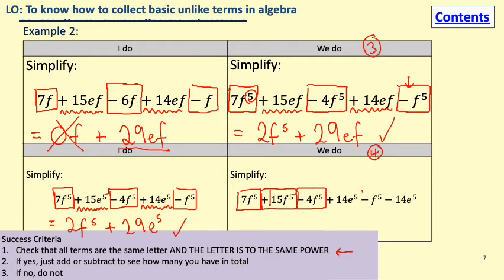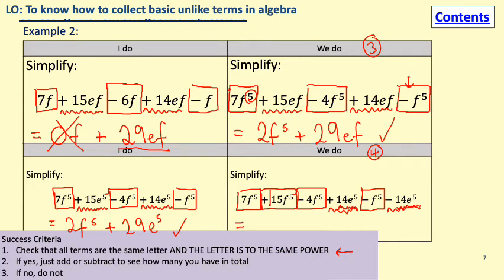The e to the 5 doesn't work because the letter's different. Then we've got negative f to the 5. And then finally, our e to the 5s are here. So already I can see I've got positive 14e to the 5 and negative 14e to the 5. So them two are going to cancel each other out. See, that's why it's so important that we remember the symbol beforehand. Because if you only took the 14e to the 5 and then dropped the negative symbol here, you'd end up with double, as opposed to a cancellation.